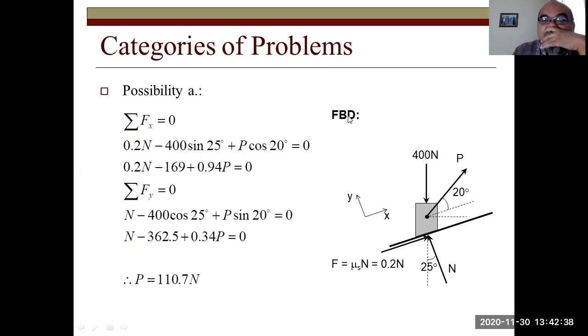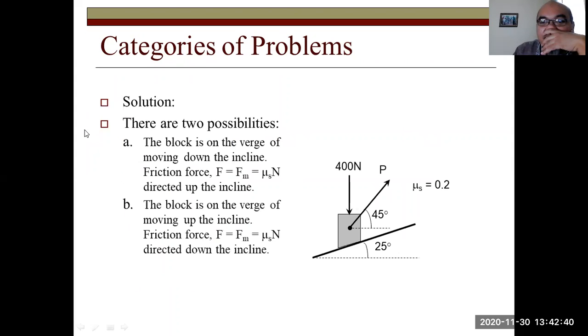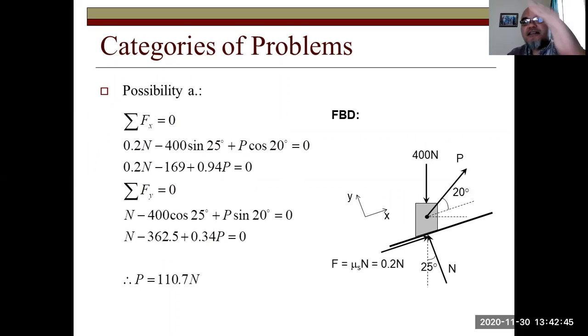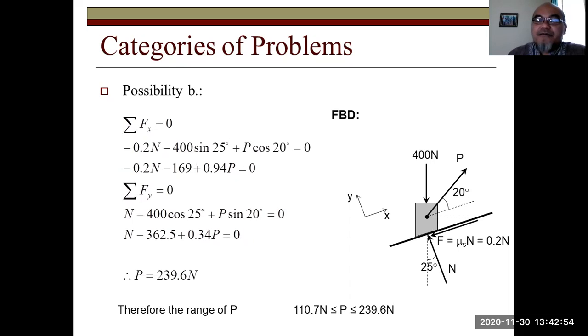Yeah, on the verge of moving downward, because here, moving down the incline, it means the friction is directed towards the incline, towards upward. Okay, so possibility B, the block is about to move upward, so the friction force is going downward. Yeah, remember again, friction force is always opposite to the motion of the object.